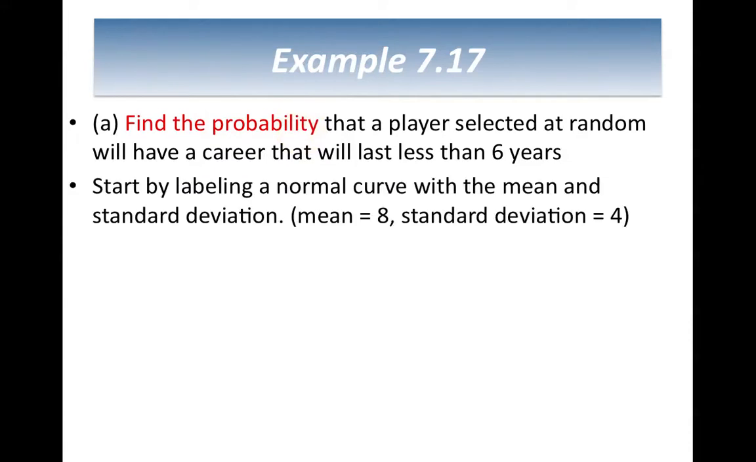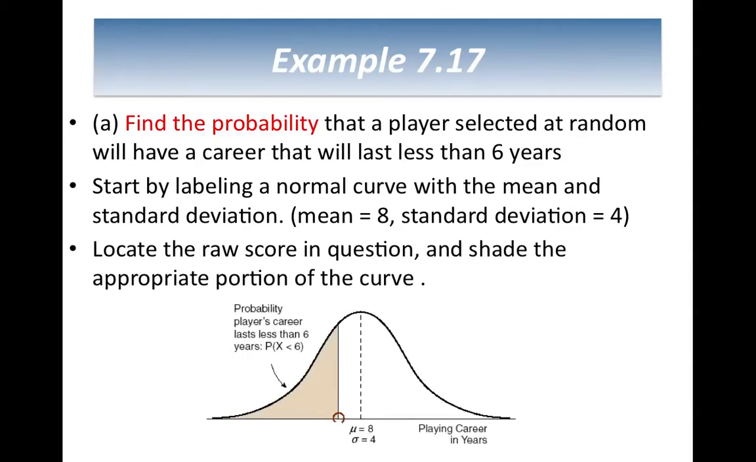So we have a normal distribution, which means we're going to label our bell curve. On the horizontal axis, right in the center, we're going to put our mean, which was provided in the problem, mu equals 8. And right below it, we'll label our standard deviation as 4. The raw score that's being given to us, 6 years. 6 is on the left-hand side of 8, so we can label 6 right here below this vertical line.